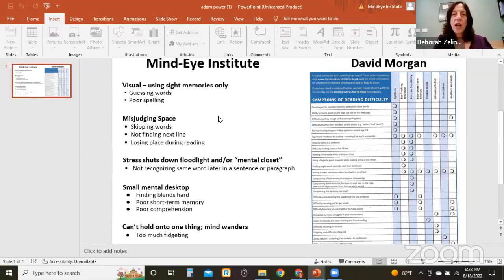In visual aspects, some people use sight memories only, and you see them guessing words and spelling poorly. Other people use auditory memories in order to spell. So if you're trying to spell the word dolphin, it sounds like it's D-O-L-F-I-N, and the only way you know it's PH is to link what you've seen before with what you hear. So you have to use auditory memories and sight memories. If you don't use both of them and you lump them together, you're going to have guessing at words like Elena's daughter, or poor spelling.